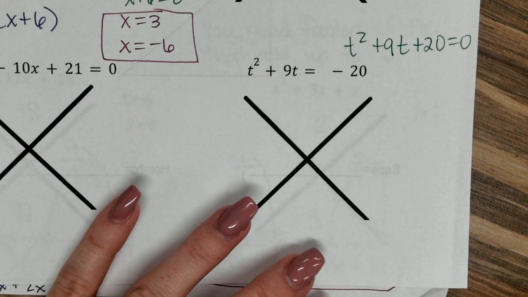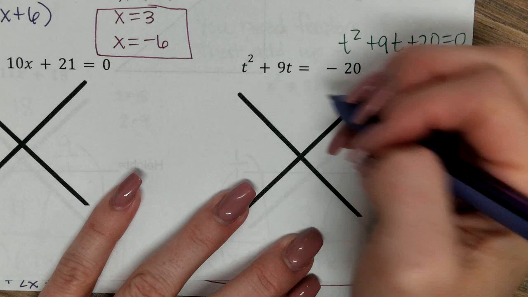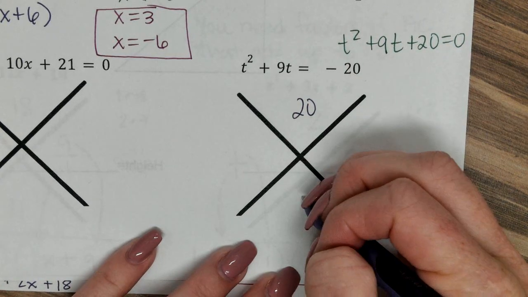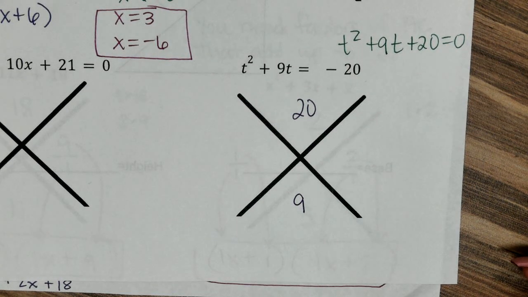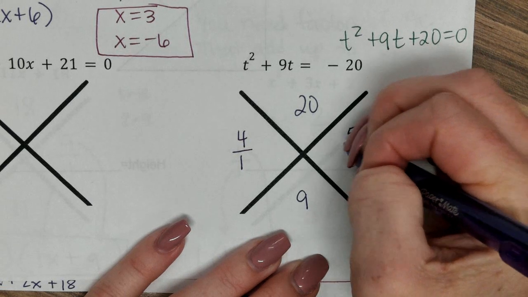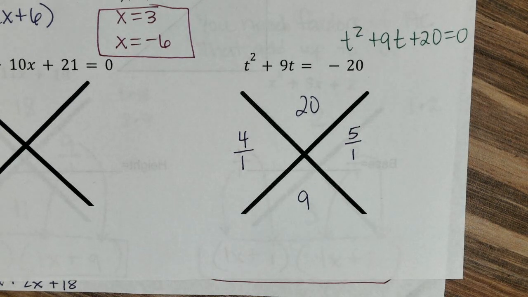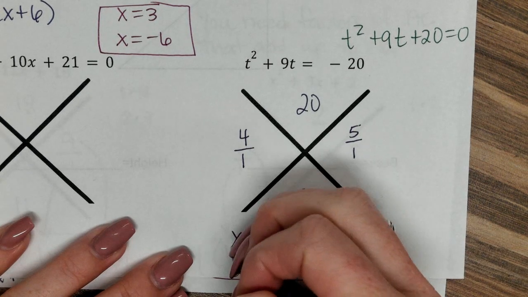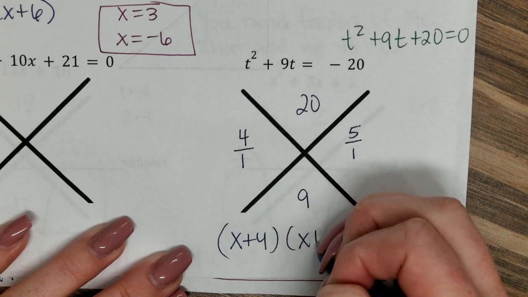What's a times c? 20. What's b? 9. So I'm looking for factors of 20 that add up to equal 9. 1 times 20 is not going to give it to me. 2 times 10? 4 times 5? Yes. So 4 over 1 and 5 over 1. So I have x plus 4 times x plus 5.